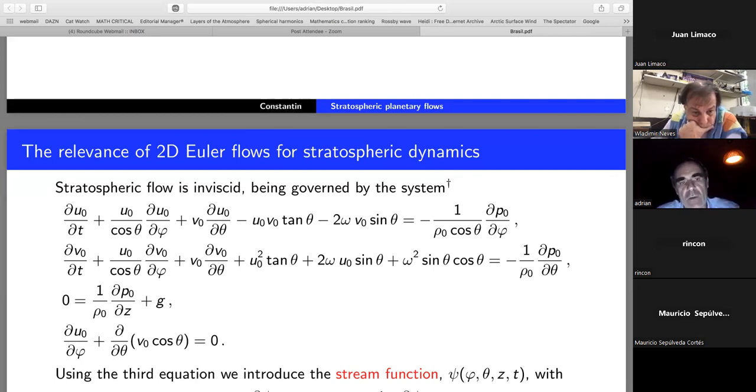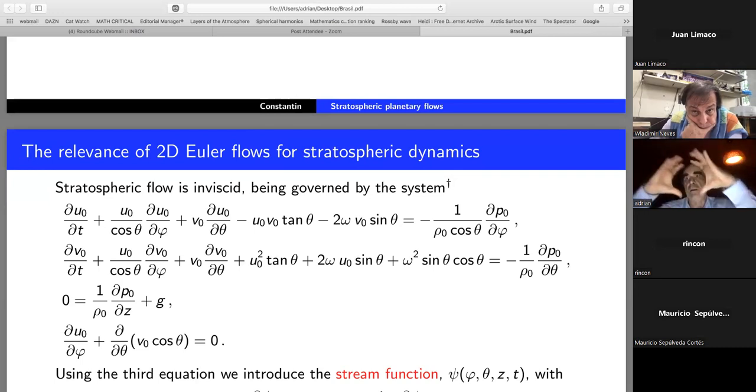U0, V0 are velocities, P0 is the pressure, ρ0 is the density, omega is these terms. You see, u v0 tan theta minus 2 omega. These come from the terms with omega. Omega is the rotation speed. Okay, so this is the Coriolis contribution. And what will happen is that these functions depend on phi, theta, and the radius. So at every radius, I consider a flow, and the flow depends on the radius.